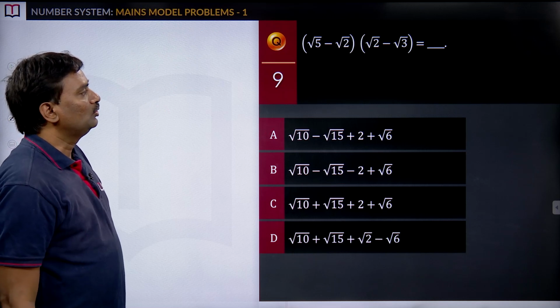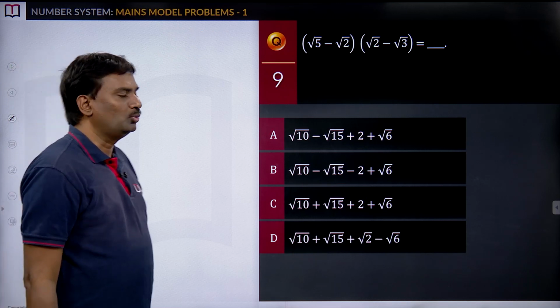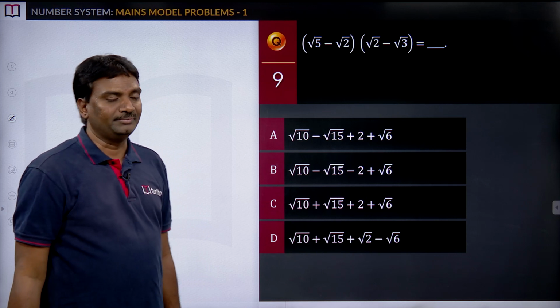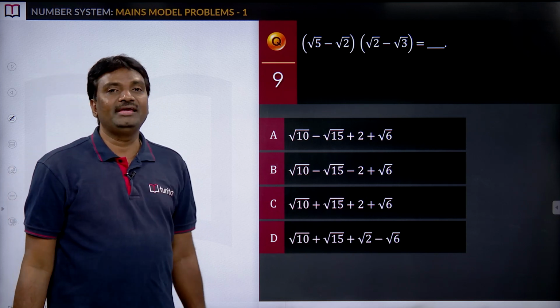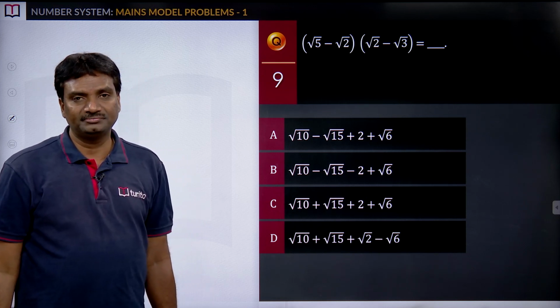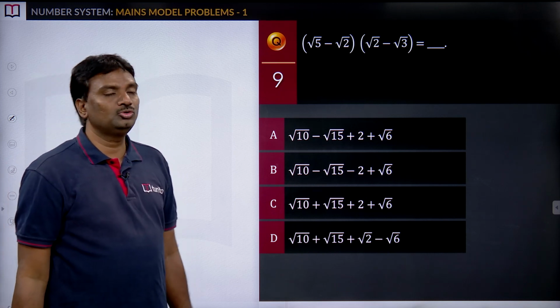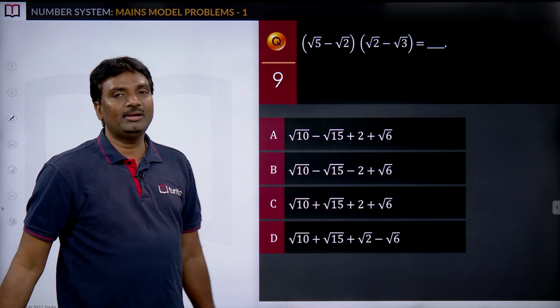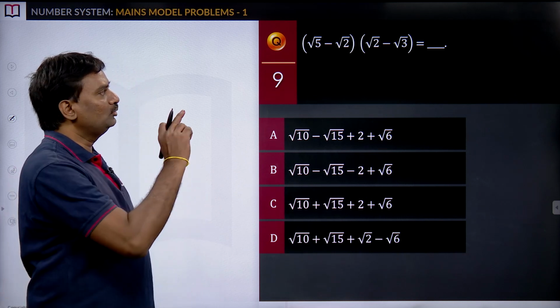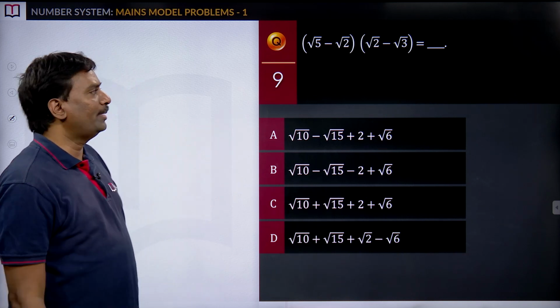Next, (root 5 minus root 2) into (root 2 minus root 3). Clearly, we can say they are irrational numbers. So, directly you can multiply them. Take root 5 and multiply with root 2 minus root 3.